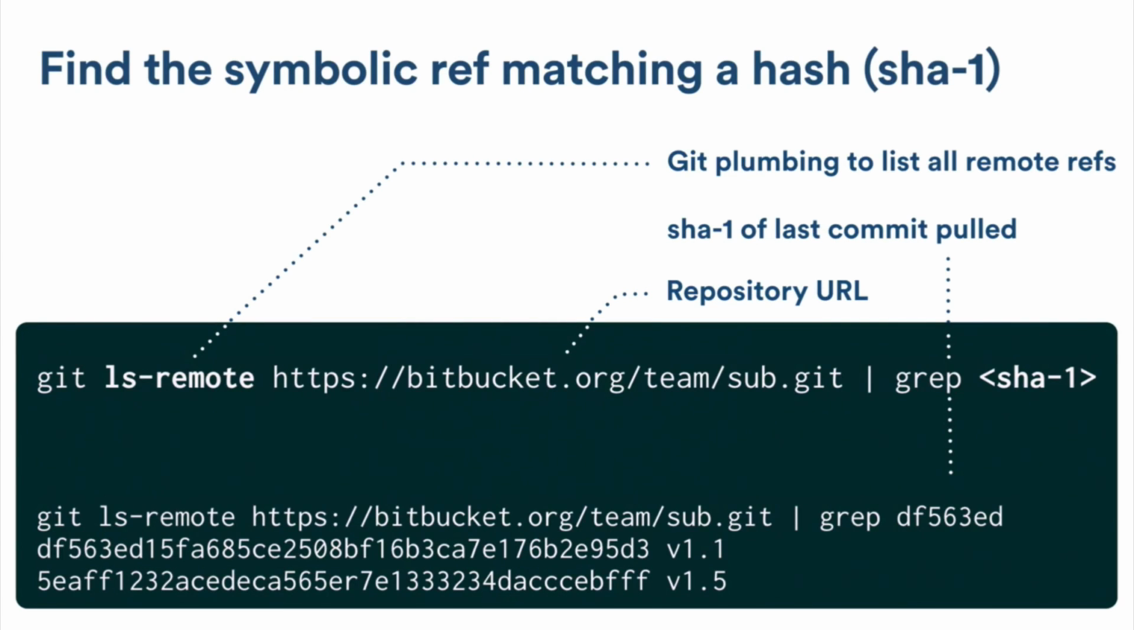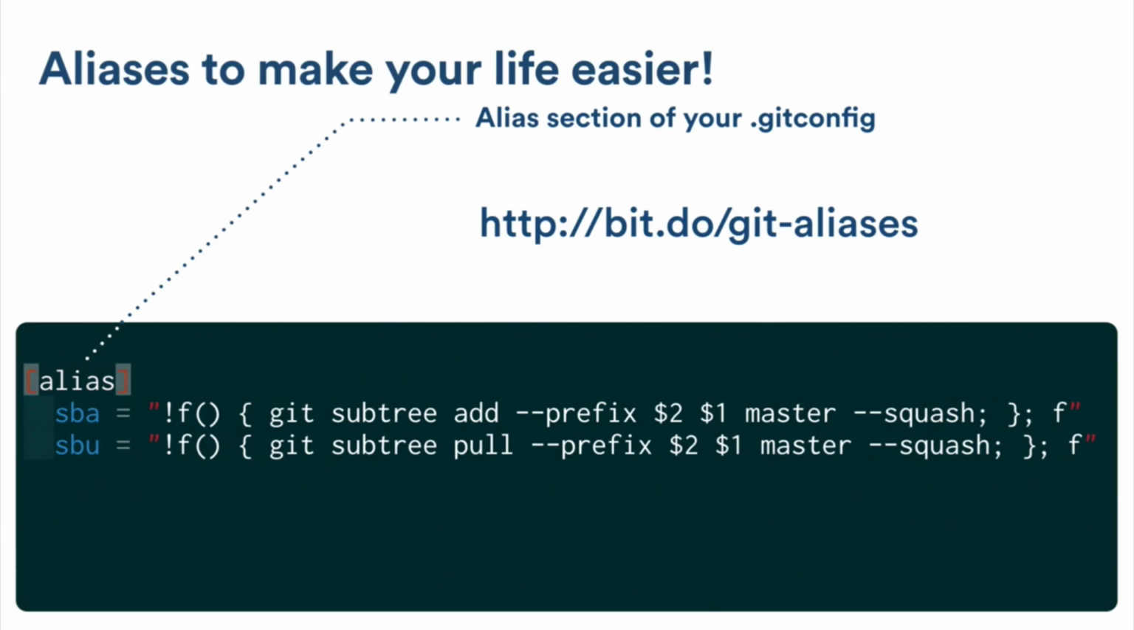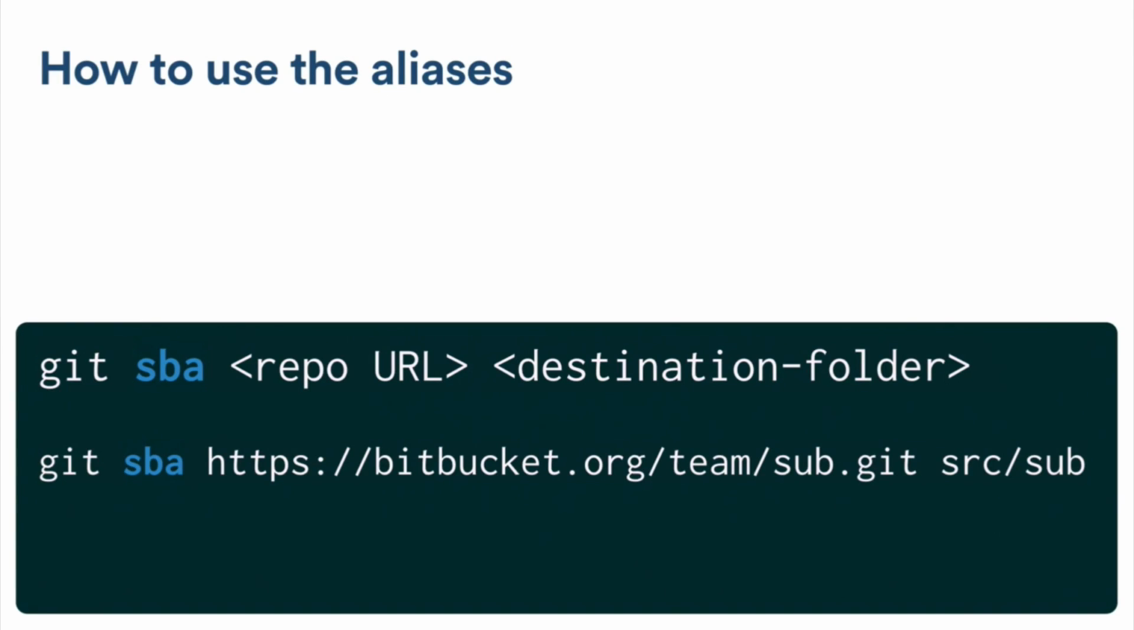Typing git subtree add and all those prefixes, then master and then squash, can get lengthy. So my recommendation, if you want to use this facility, is to create a couple of aliases that will make your life easier. You don't have to take notes on this. I created a very short URL for you, bit.do/git-alias, where you'll find these aliases and others that you can check out. If you install this into your .gitconfig file, you'll be able to have a command that works like this.